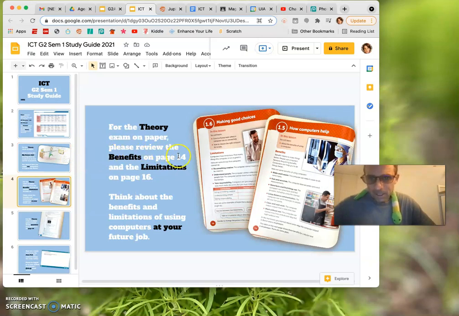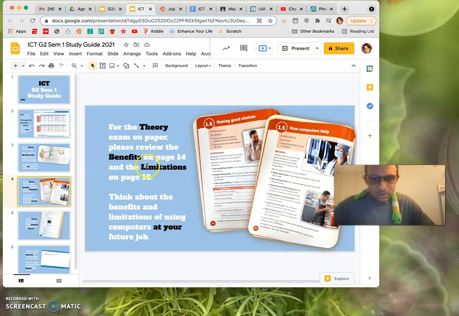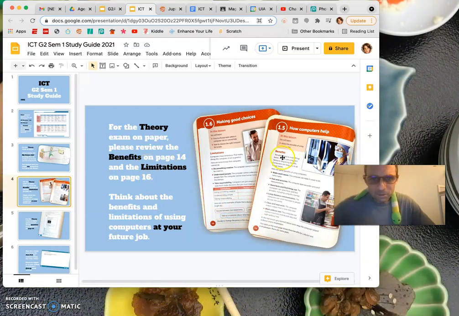Next, look at page 14 and 16. These are the ones in chapter 1, I believe. We talked about the benefits of computers, how they can help us. And then limitations. Limitations is like something computers are not so good at. So at your future job, think about the benefits and limitations of using computers.